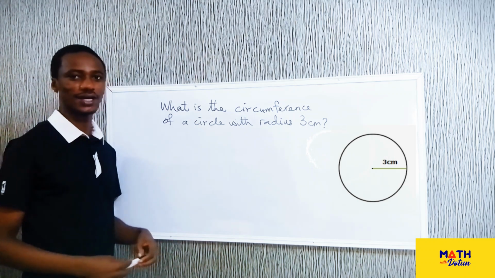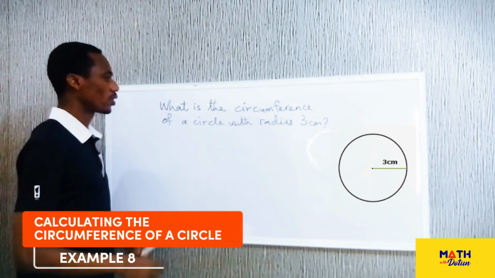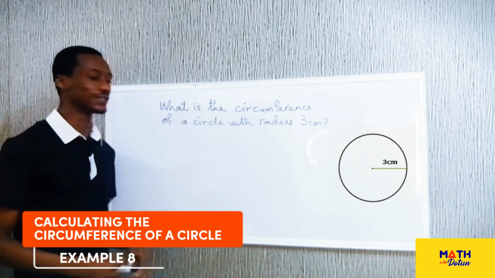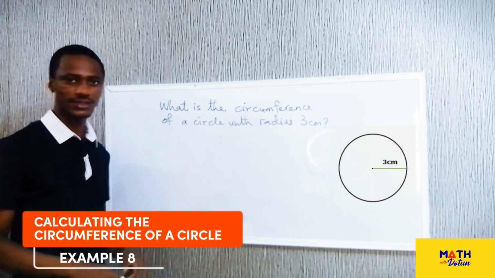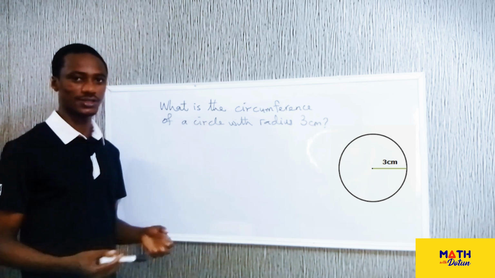We're still on our circumference series and we have a question here. What is the circumference of a circle with radius 3 centimeters?